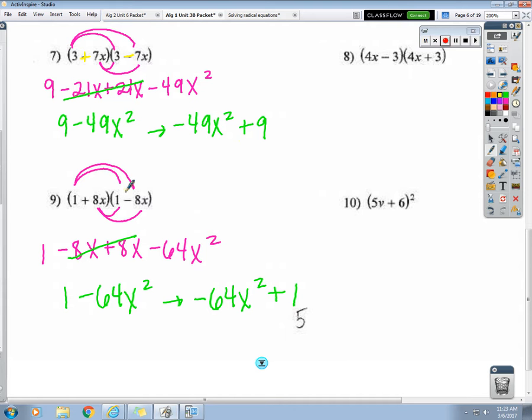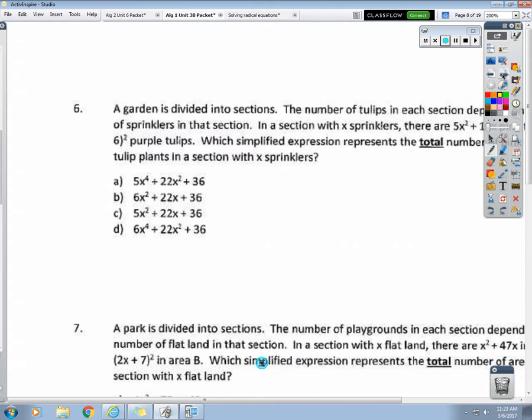These are almost identical except for their signs, and the middle canceled out. All you're left with is an x squared term and a constant. You don't have an x to the first term anymore. Okay? That's because it's a difference of 2 squares. So let's look at what I'm talking about.